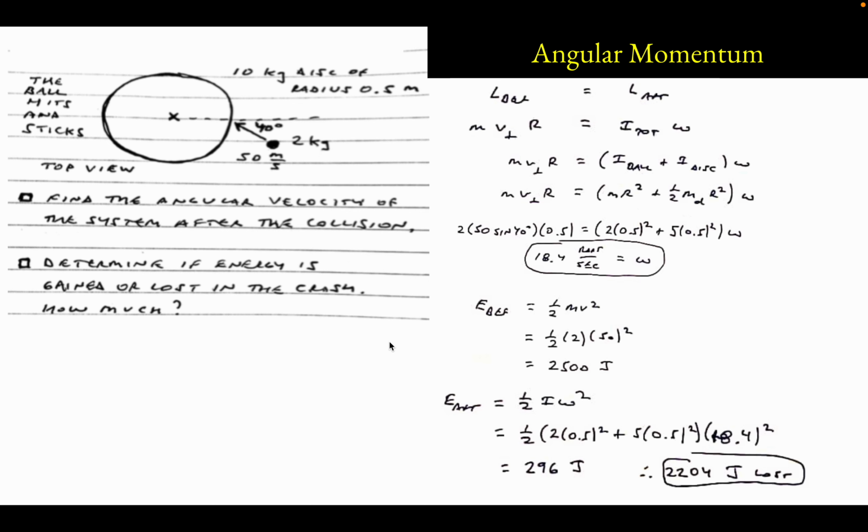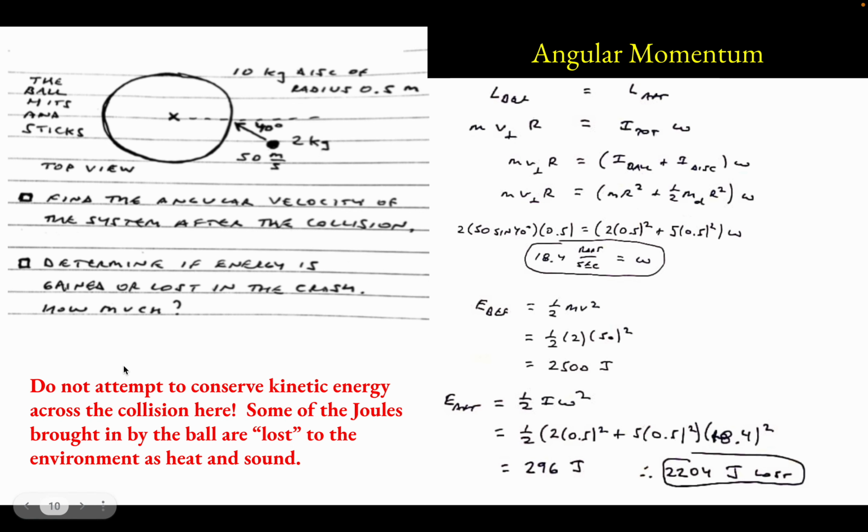At risk of being repetitive, the key is to realize that in a problem like this, you do not attempt to conserve kinetic energy across the collision. Some of the joules brought in by this ball are going to be lost to the environment as heat and sound. A mistake students sometimes make is to say that the kinetic energy of the ball all becomes rotational kinetic energy of the system, and that's not a good way to handle this.